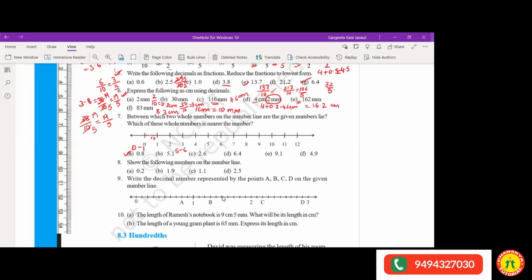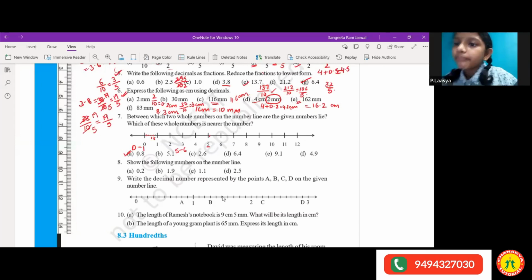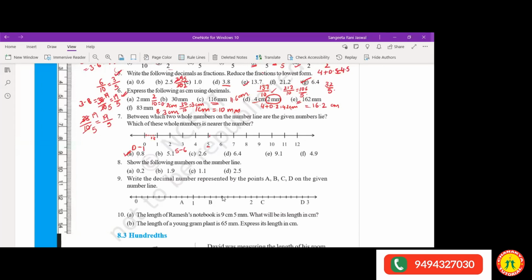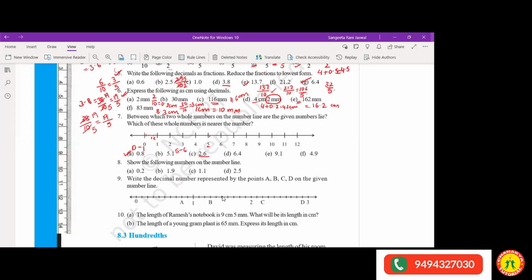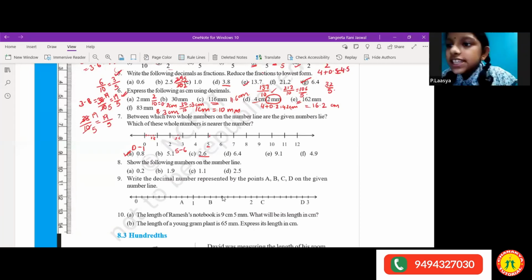Similarly, now see the next one, 5.1. 5 is here. 0.1 means this is 1 point. So that means it lies between 5 and 6. Now, if I talk about 2.6, 2.6 lies between 2 and 3. 2.6 will be somewhere here. Where will 6.4 lie? 6.4 lies between 6 and 7.